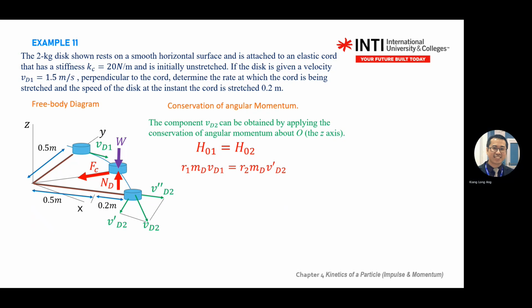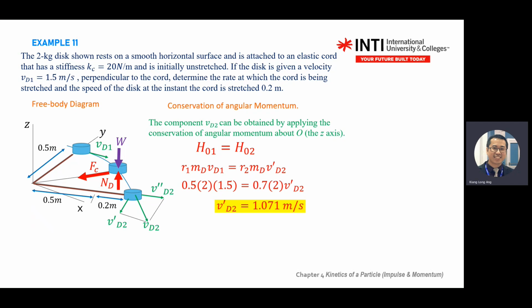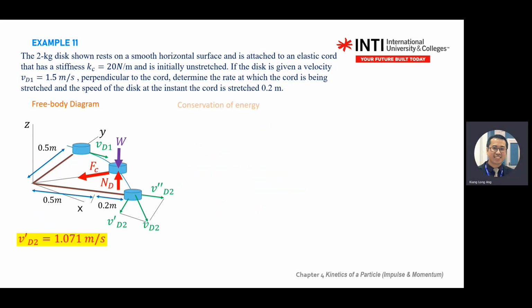Okay. You substitute the value. There's only one missing parameter. You solve, you get 1 point something. Okay. So once you get that one, you use conservation of energy. All right. So you might ask why I need to use conservation of energy when the question does not ask me to use this equation. Why should I use conservation of energy?